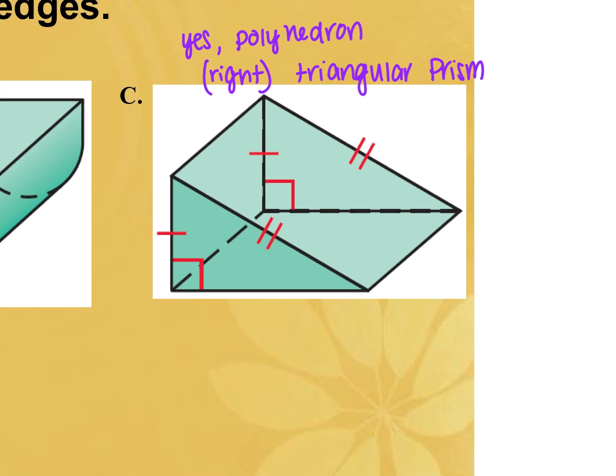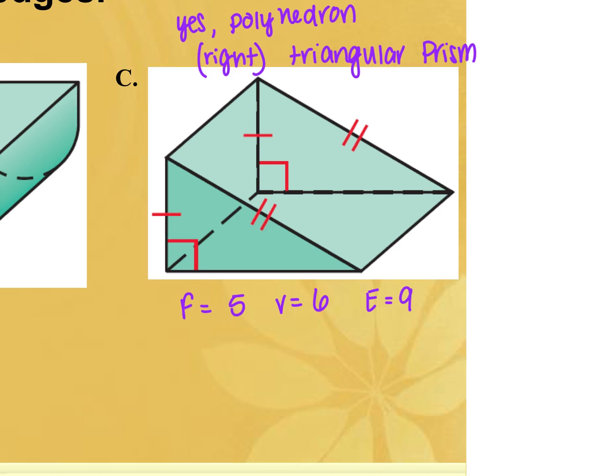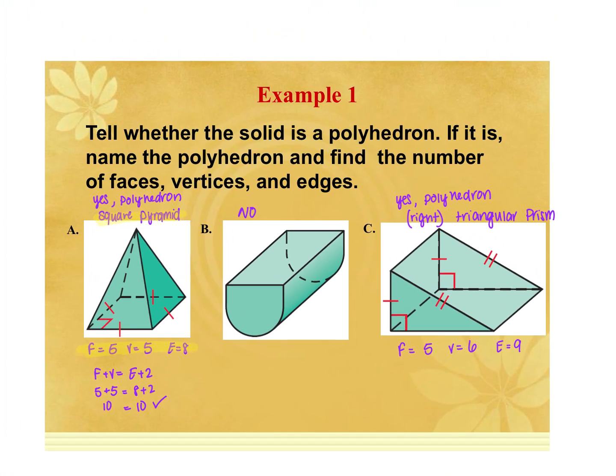Okay, going ahead and naming, how many faces do I have? How many vertices do I have? 6, and then how many edges? 9. Okay, good. Questions on this example?